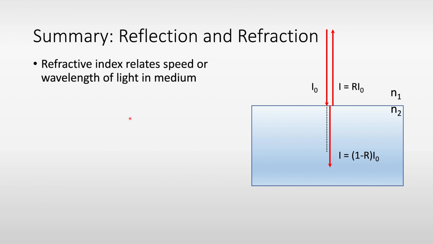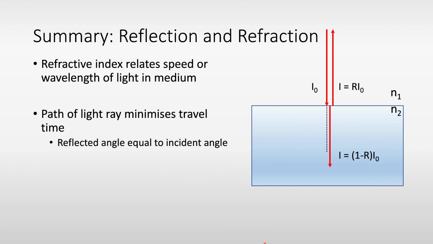In summary, refractive index relates the speed or the wavelength of light in that medium. The path of the light ray fundamentally minimises the travel time moving through the material. What that means for reflection is that the angle of reflection is equal to the angle of incidence. But when we go for refraction, when the light crosses the boundary into a material of a different refractive index, we are subject to Snell's law, and we consider the sine of each of the angles with the refractive index.